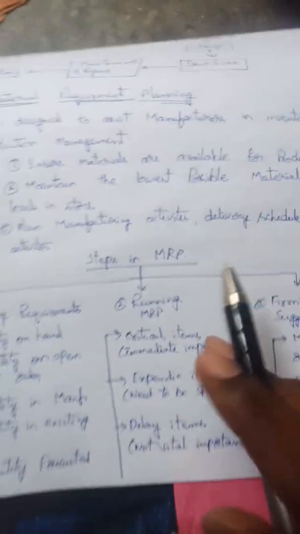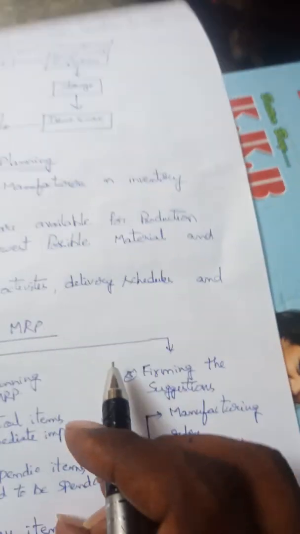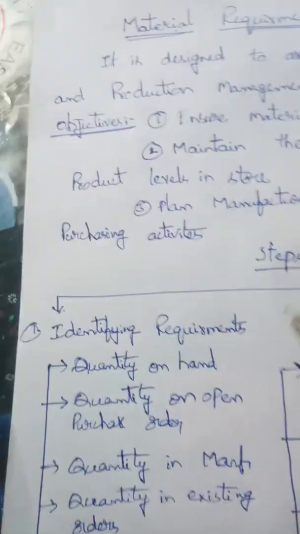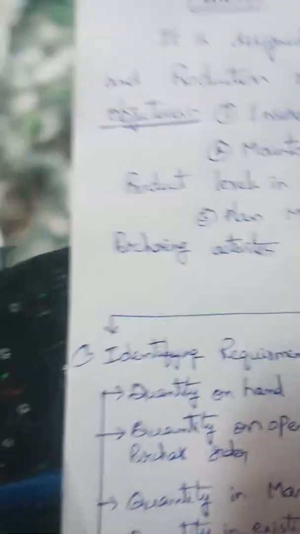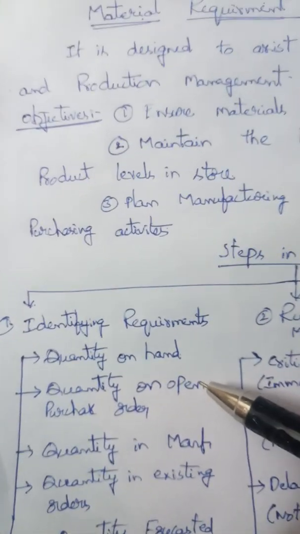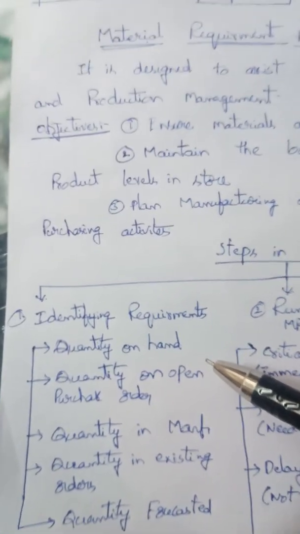There are some particular steps in material requirement planning, which can be classified into three steps. First step is identify requirements. Second step is running MRP. MRP means material requirement planning. Then the third one is forming the suggestions. Then in the first step, they can identify how much raw material is required in quantitative terms. So the first one is quantity on hand, which means how many raw material stocks are available at present in the industry.